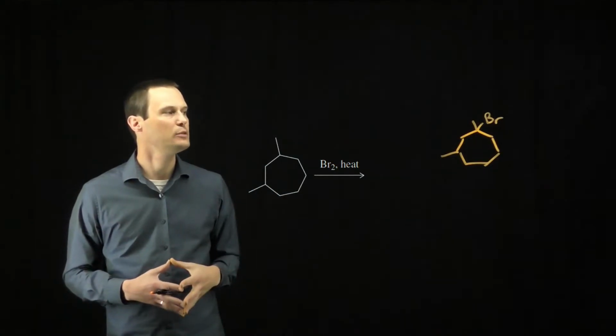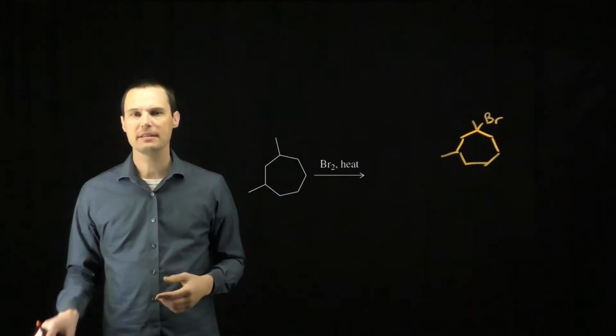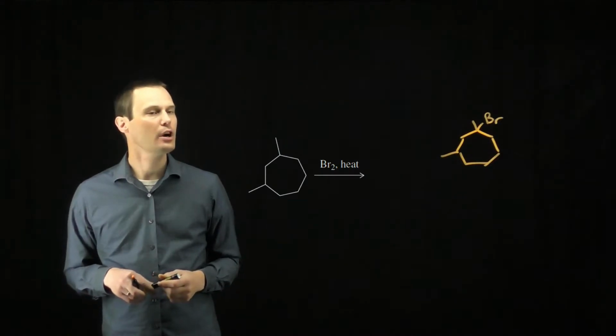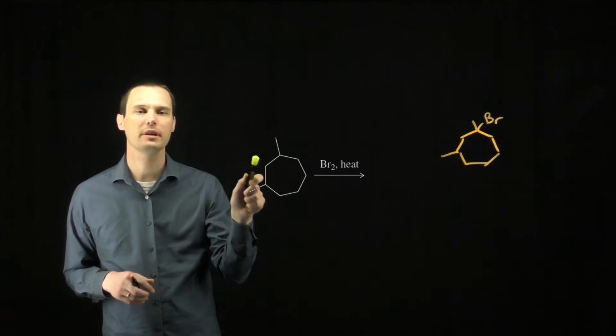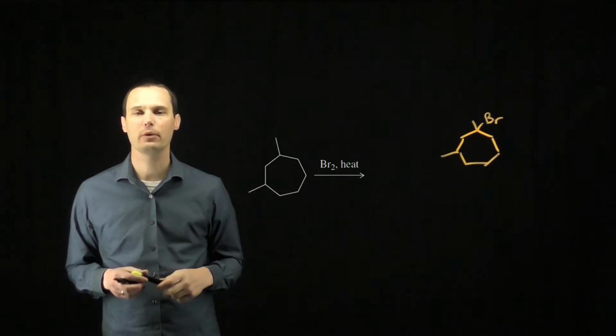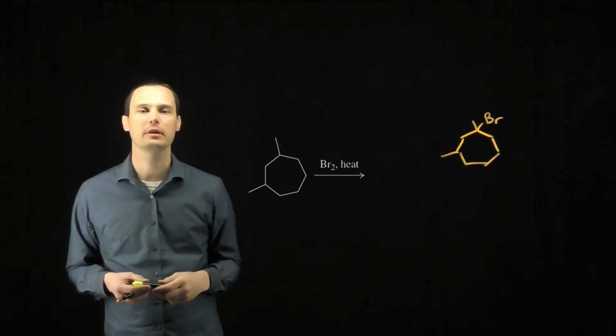Now we need to decide if this reaction will be selective. The answer is yes, this reaction will be selective. Our starting material is a symmetric starting material. There's a plane of symmetry running through the center of this molecule that makes both of these methyl groups equivalent to each other across that plane of symmetry.